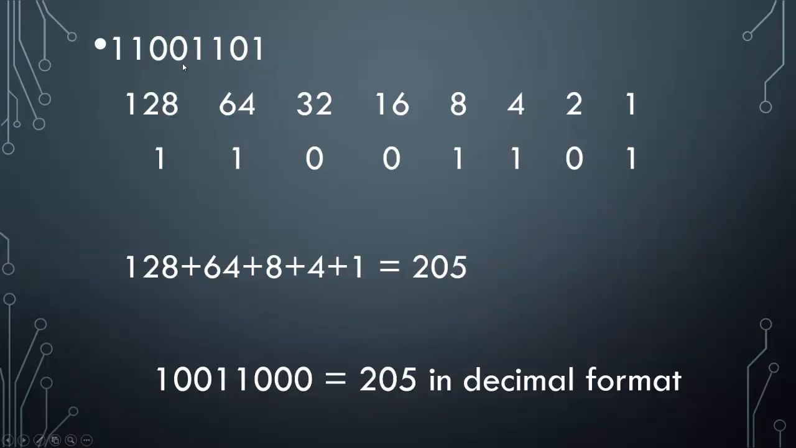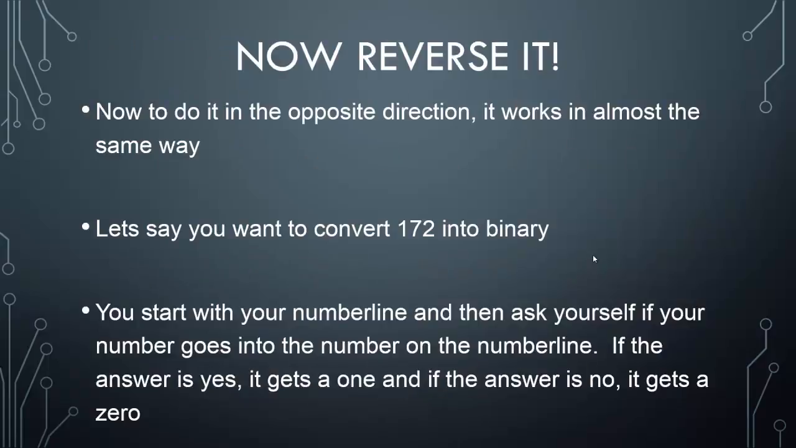All right, the next one, 11001101. Again, I write out my binary byte. I put my number line on top of it. I start with 1 and I double it 7 times to the left. And then I just count the numbers above a 1. So 128 plus 64 plus 8 plus 4 plus 1. 128, 64, 8, 4, and 1 equals 205. So 11001100, actually that should be a 1 there, 11001101 is 205 in decimal format.